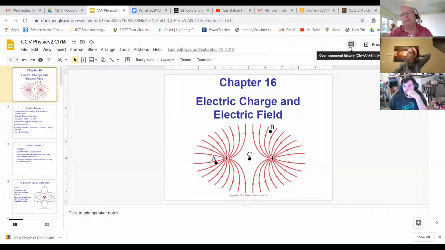Chapter 16 is just the beginning. Actually, probably a good third of this course is devoted to the study of electricity and the flow of electricity and its relationship to magnetism, which is really cool. And I'm trying to work on one of our meetings will be around magnetism, but we'll see how we get there.